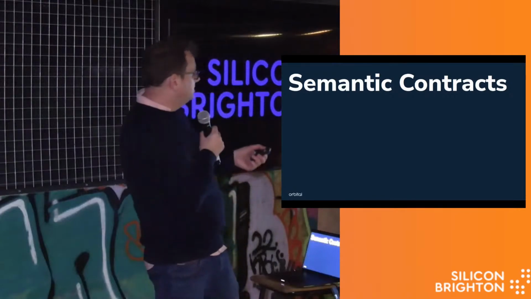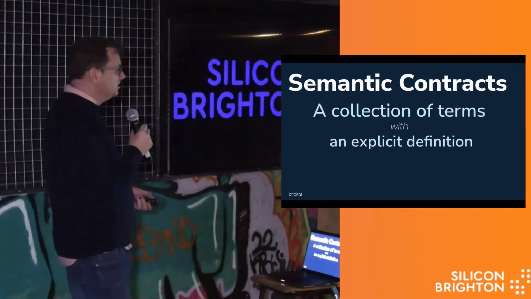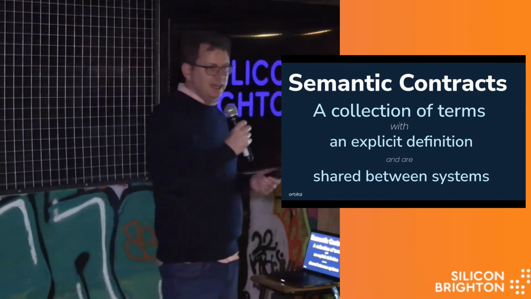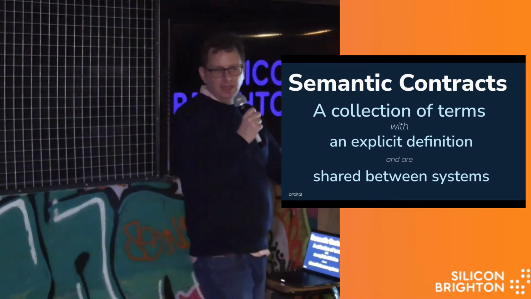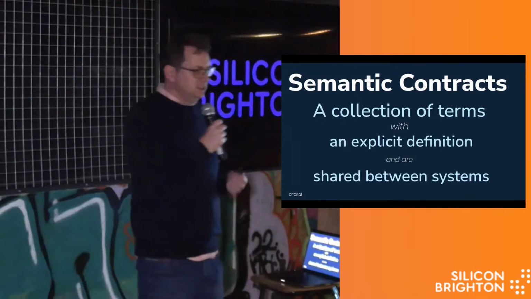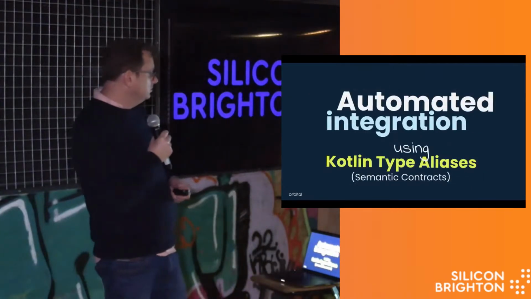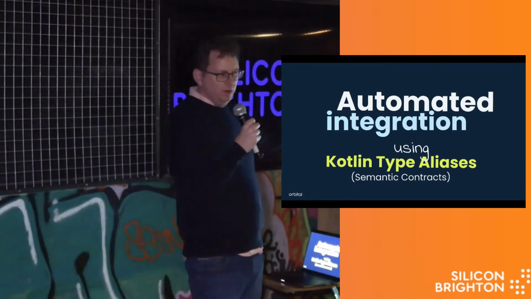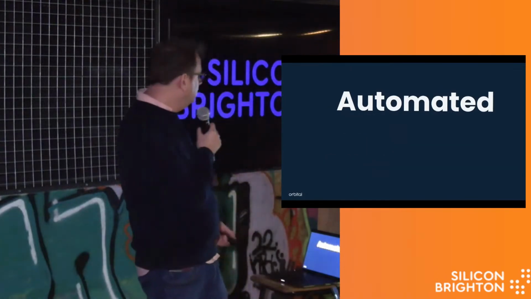So to summarize, semantic contracts are a collection of terms with an explicit definition, and they're designed to be shared between systems. They are an atomic unit of thing that lives on the edge of our systems. They're designed for sharing. Once we do that, we can start doing some really cool stuff. We can start automating integration.